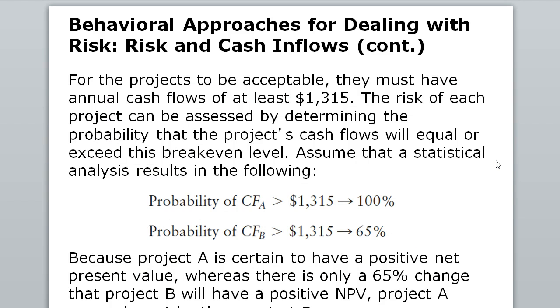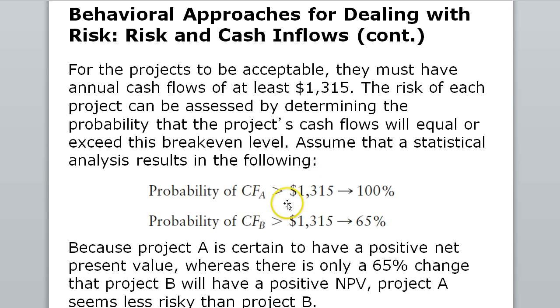Now, for the projects that we were just talking about, they must have an annual cash flow of at least, rounded up, $1,315. So the risk can be assessed by determining the probability that the project's cash flows will equal or exceed the break-even point. So assume that a statistical analysis results in the following. The probability of the cash flow for project A being greater than $1,315 is 100%, and the probability of the cash flow for project B being greater than $1,315 is only 65%.